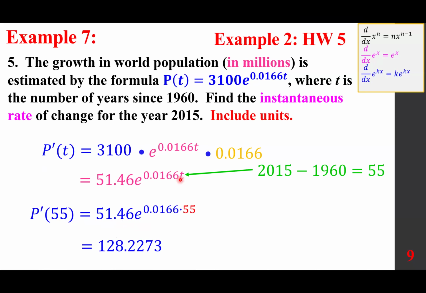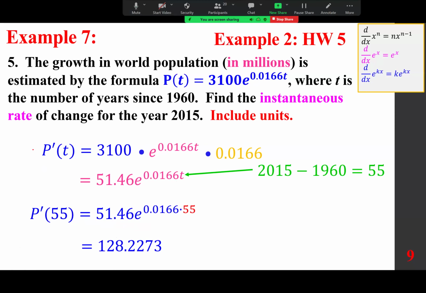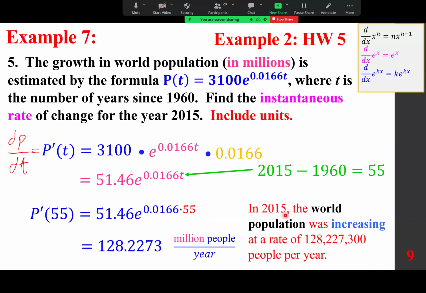What are the units? P prime of t is dP/dt, change in population in millions over change in time in what? Years. So the units would be million people per year. Now, million has 6 zeros. We have 4 decimals. 4 of them cancel that, and then we have 2 more zeros. We end up with the following. In 2015, the world population was increasing at a rate of 128,227,300 people per year.